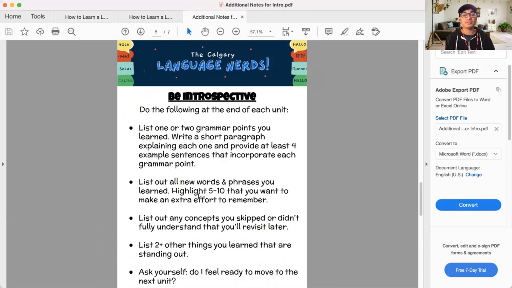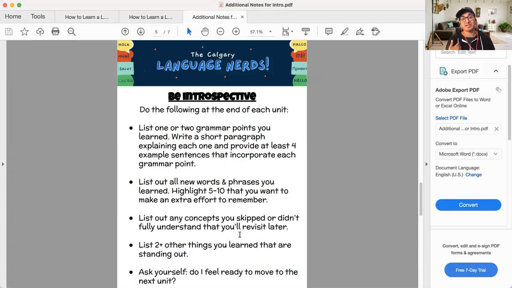You're going to list out all the new words and phrases you learned. Highlight 5 to 10 that you want to make an extra effort to remember. That's very important too. It's a nice review activity. List out any concepts you skipped or didn't fully understand that you'll revisit later. Remember, every 8 to 12 weeks, you're going to do this revisit and review step. If you write these concepts out, it'll be easier at the end to see what concepts you skipped and what you have to go back and still learn.